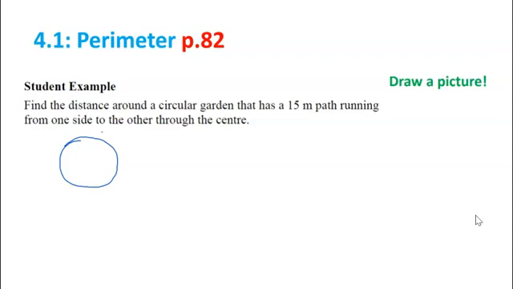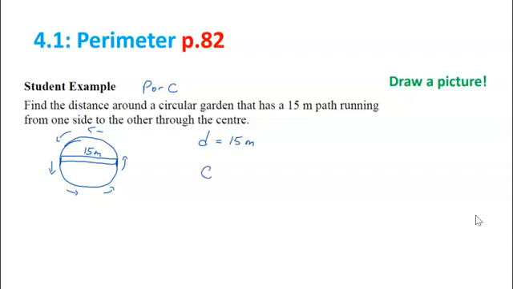So I'm going to be looking for the distance around, and so that information lets me know that I'm looking for the perimeter. So I'm looking for the perimeter or the circumference of the circle, and the path is running from one side all the way to the other side. So that path they're giving me is the diameter. So the diameter is 15 meters.